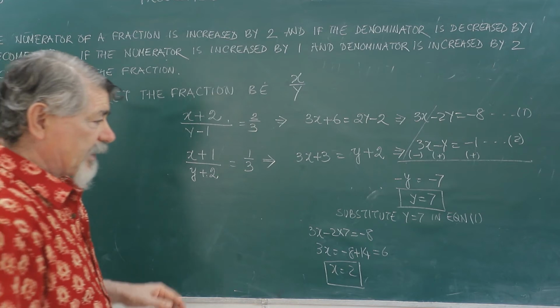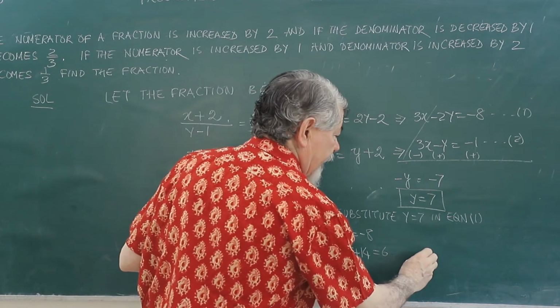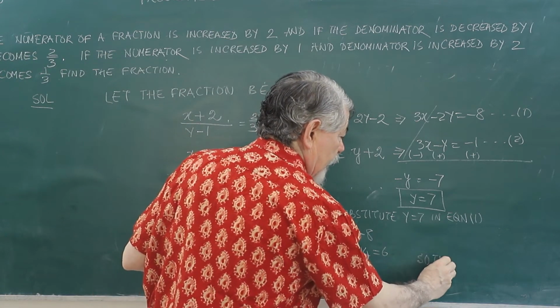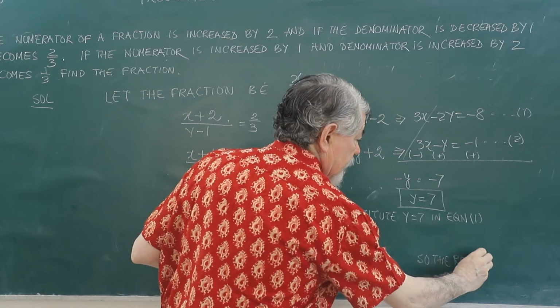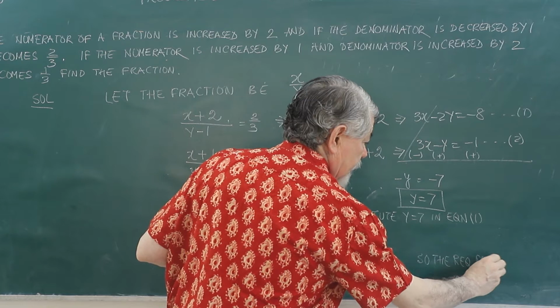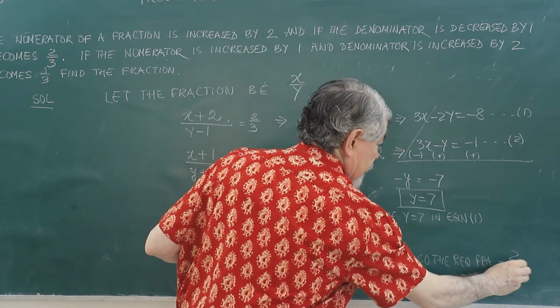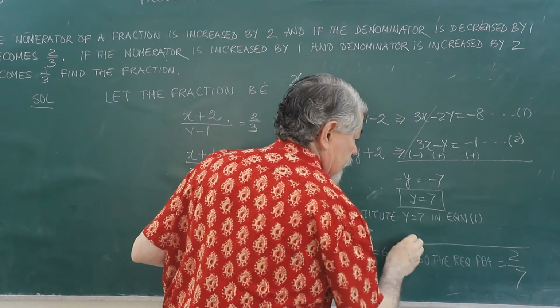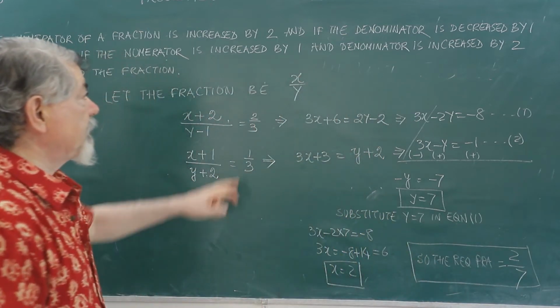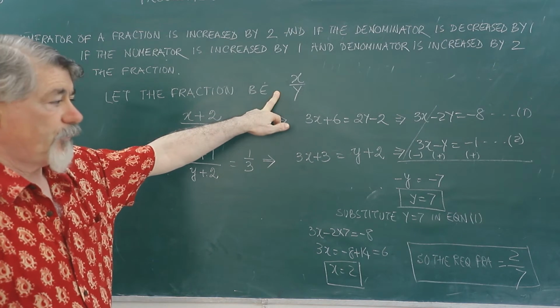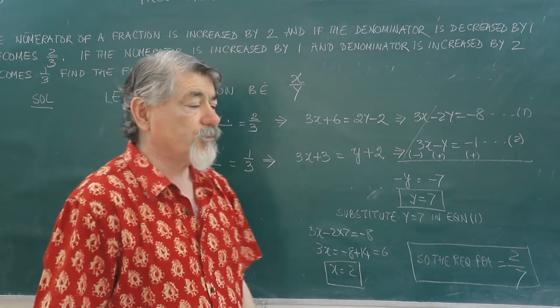So the required fraction would be 2 upon 7. This is your answer. X upon y will be 2 upon 7. We had assumed the fraction to be x upon y. X upon y comes out to be 2 upon 7.